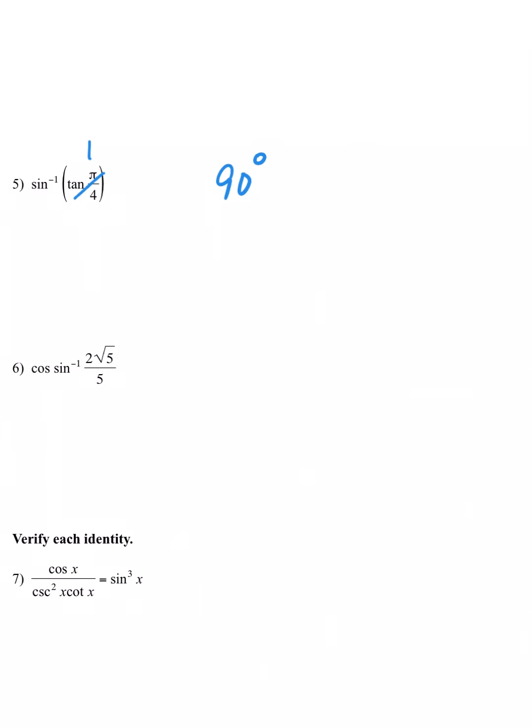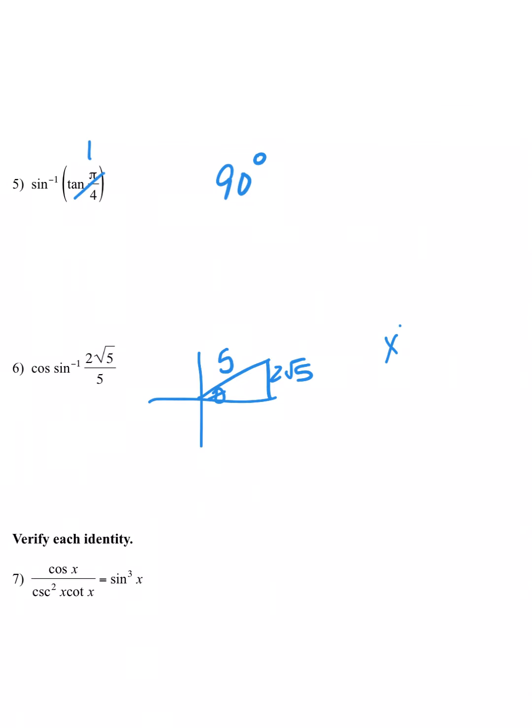Now this last one's the only really hard one because it's not on the unit circle. 2√5/5 is not something that you see on the unit circle. So you're going to have to draw a picture. And if the sine is 2√5/5, it's positive. You're going to put it in the first quadrant. And that's 2√5/5, opposite over hypotenuse. And they want the cosine, so you're going to have to find the other side.